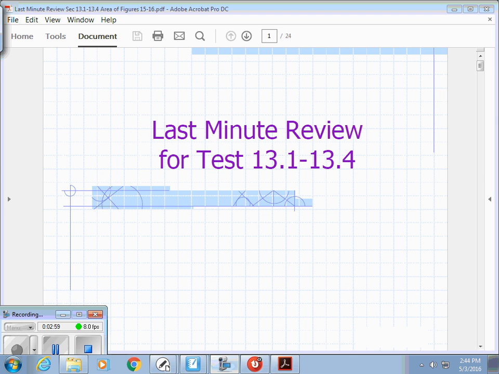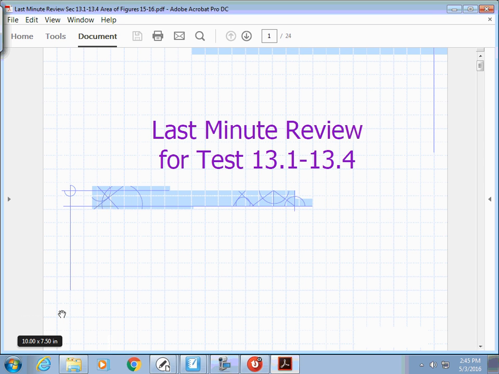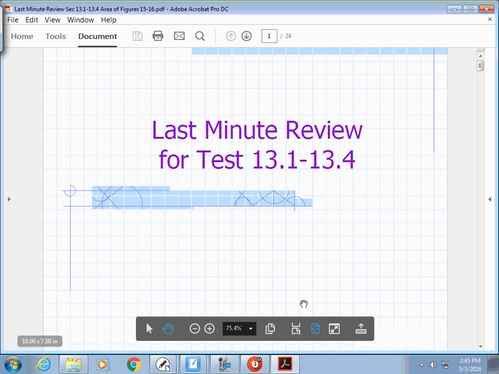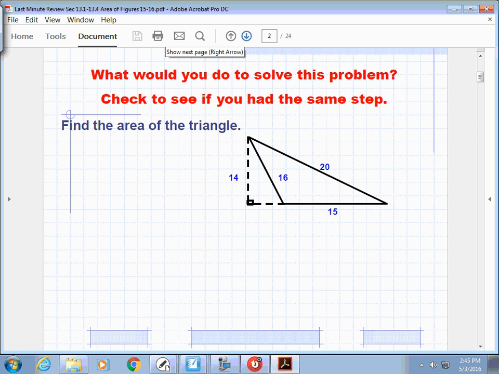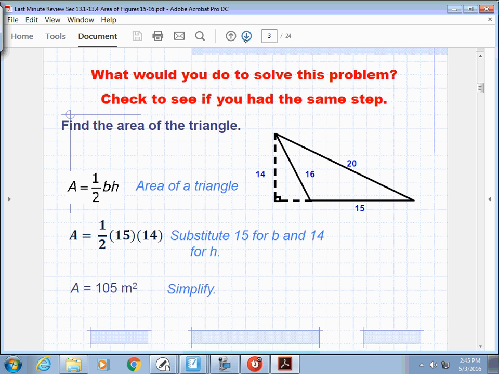Okay, if you click on the link that talks about the last minute review for the test, there's going to be a little slide or PowerPoint or flashcards if you want to look at it like that. The key to this is you're not going to necessarily work them out. You're just going to ask yourself what do you have to do to solve this. It'll ask you, what would you do to solve this problem? Check to see if you had the same steps. Visualize it, think to yourself what would I do to solve it? You can maybe try to work it out or set it up. And then if you tab down, it tells you what you should have done. See if you went through it the same way.